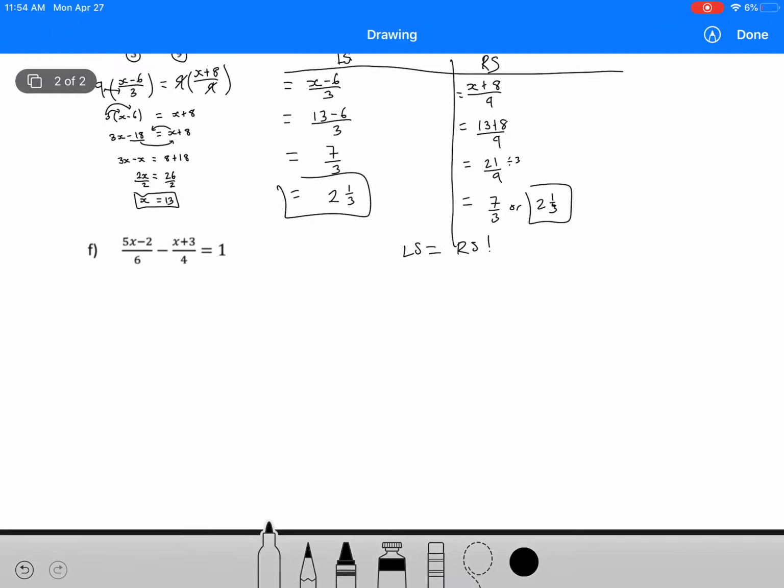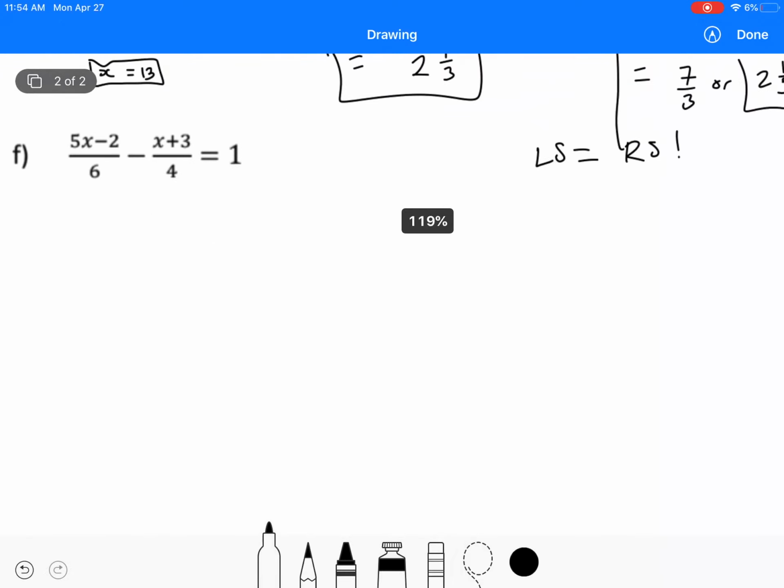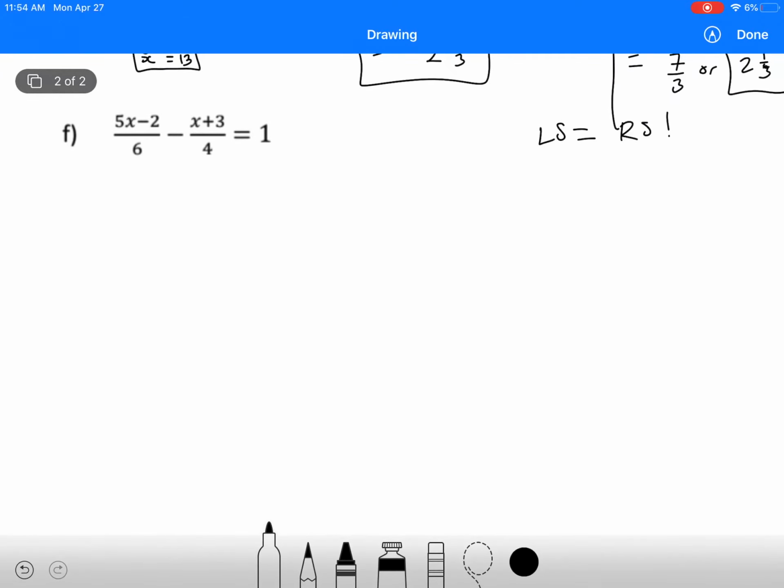The next one is a little bit more difficult. This is probably the hardest question out of all the ones we've done so far. So let's take a peek here. The first step is the same. Once we realize we have a fraction in our equation, our mind instantly should go to, we don't like fractions in equations. We need to get rid of them if possible.